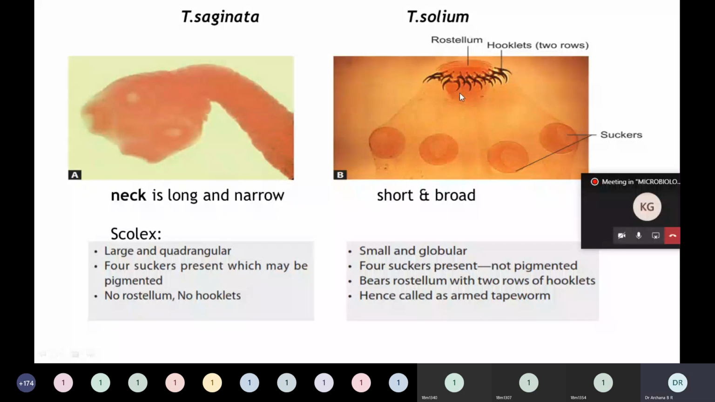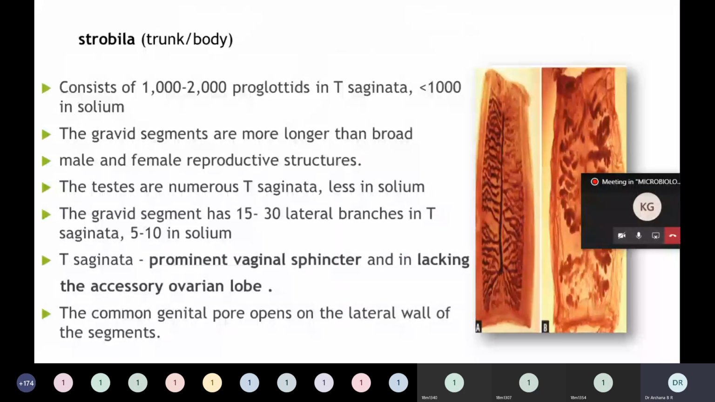Coming to the strobila. As I already mentioned, strobila consists of segments that are immature, mature and gravid. The segments are 1000 to 2000 in Taenia saginata, whereas it is less than 1000 segments in case of Taenia solium. Gravid segments are longer than broader.